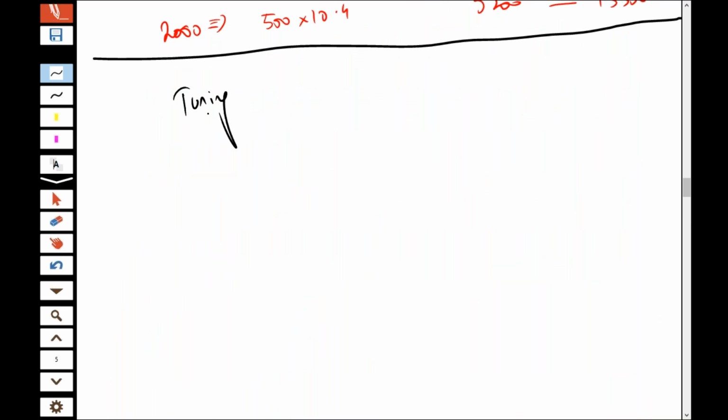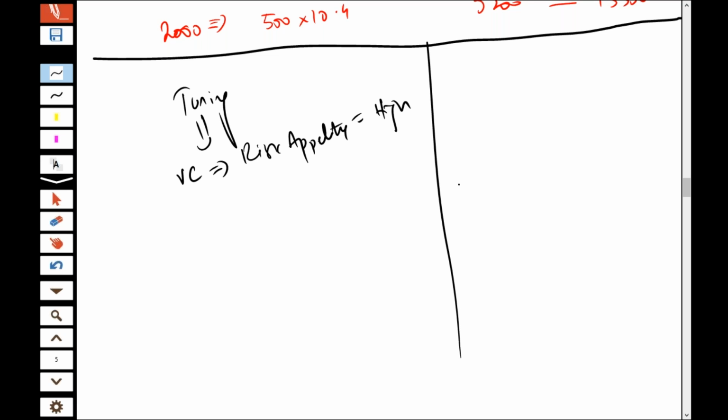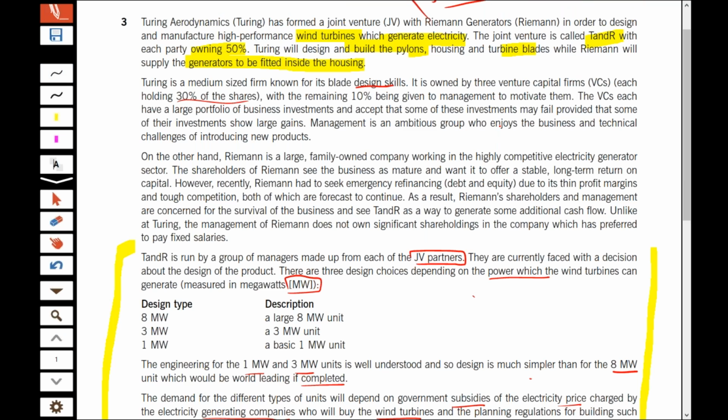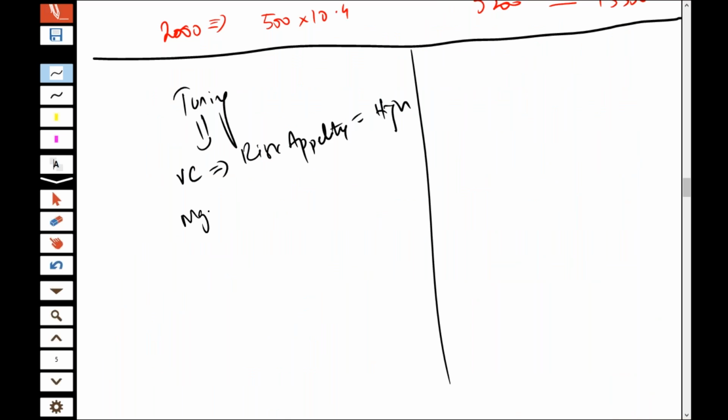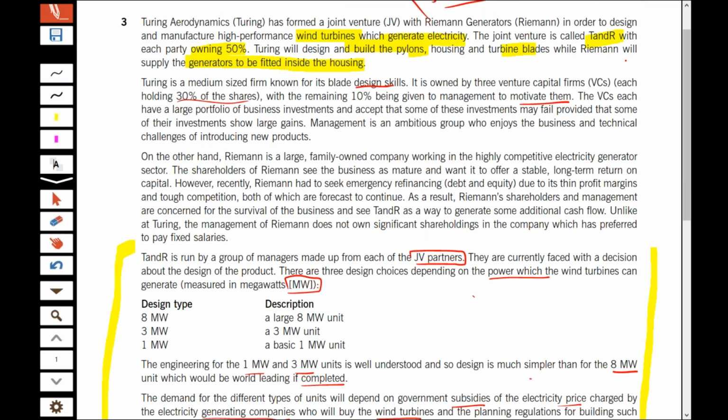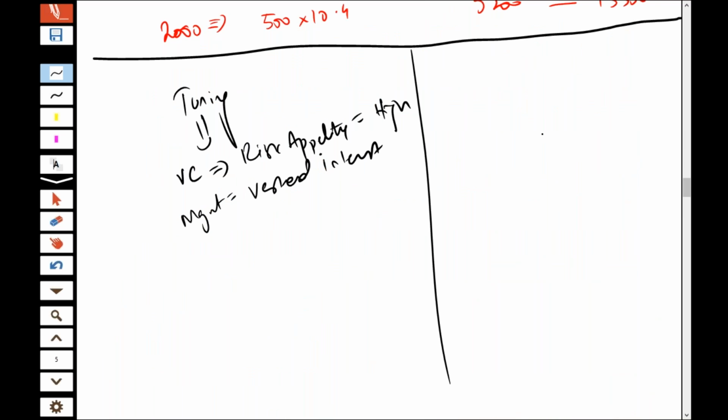Now let's just see. When Turing is owned by venture capital firms, this would actually mean that their risk appetite is high. The risk appetite of the Turing venture capital is high, with the remaining 10% being given to management to motivate them. Management has a vested interest in the shareholding. The VCs each have a large portfolio of business investment and accept that some of the investments may fail, provided that some of their investments show large gains.